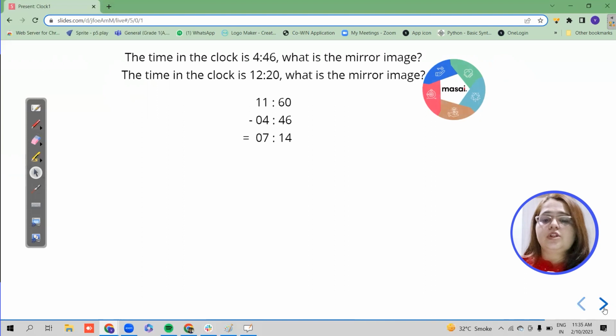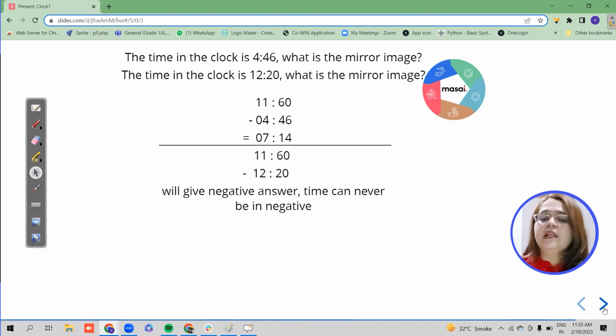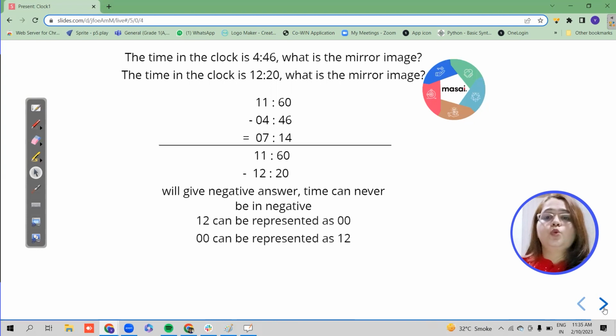Now, there is another question, that is, the time in the clock is 12:20. What is the mirror image? If you take this example, 11:60 minus 12:20, 11 minus 12 will give you a negative answer, and a time can never be negative, correct? So what is the trick here? The trick is that 12 can be represented as 0 and 0 can be represented as 12. This example uses the first statement: at the hour, 12, represent or convert it as 0. So you can quickly say 11:60 minus 00:20. The answer here is 11:40. So when the clock is showing 12:20 in the mirror, the real time would be 11:40, or you can consider it vice versa.